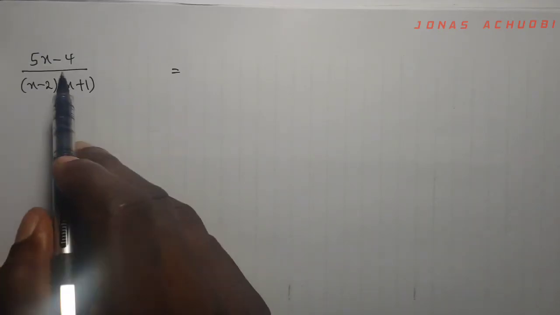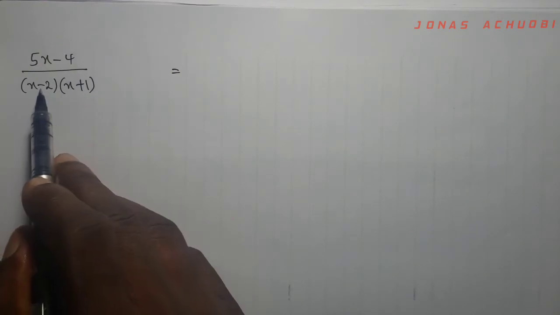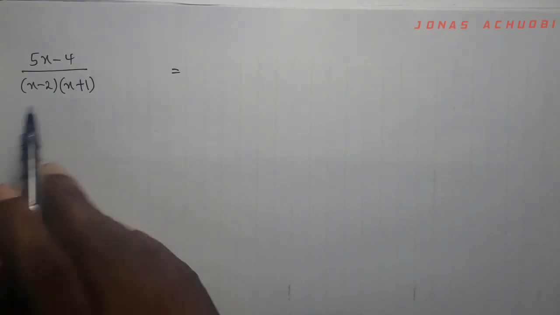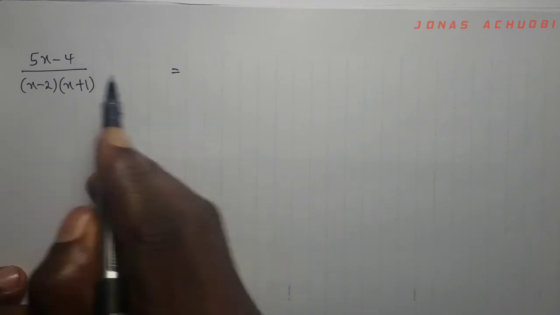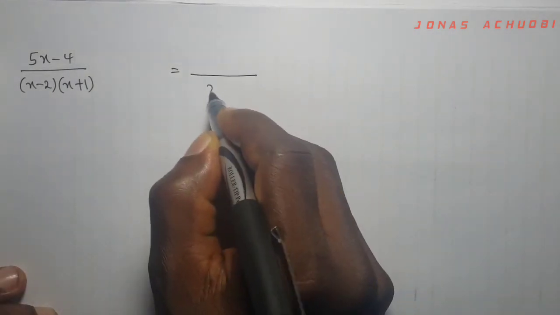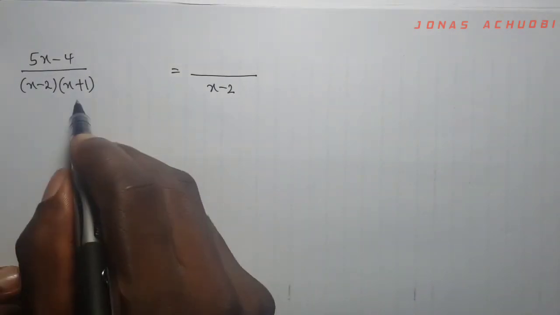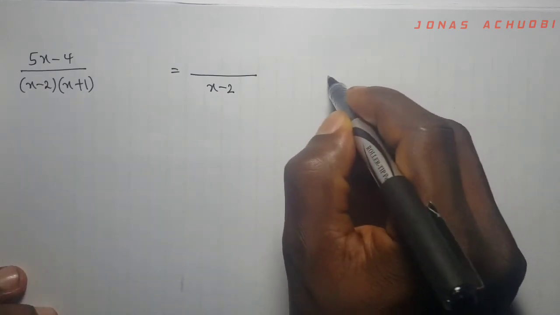So we'll now proceed with the solution. We now have 5x minus 4 over x minus 2 into x plus 1 to resolve. The first factor is x minus 2. I put it down here. x minus 2 is my first factor. The second factor is x plus 1. I put it here.